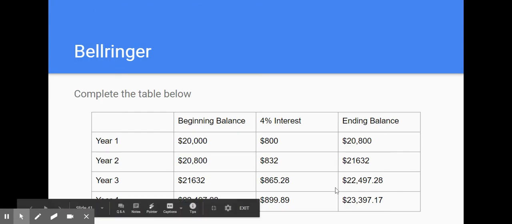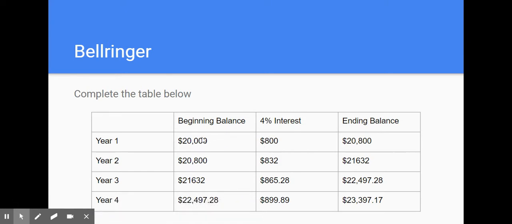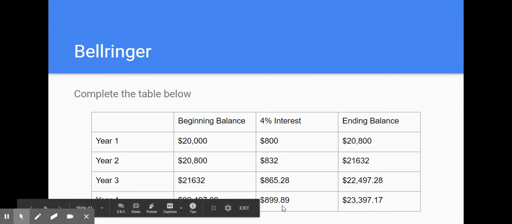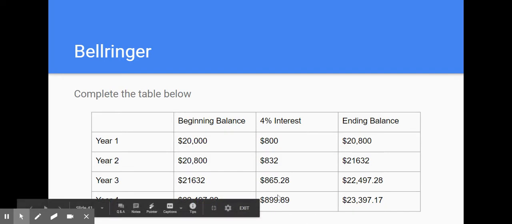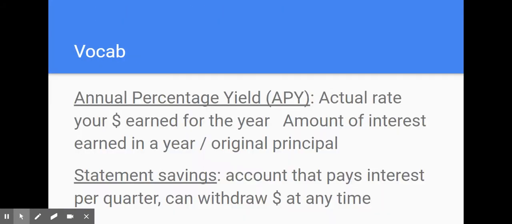So if you wanted to determine the APY for year 1, it would be $800, that's what you earned in interest, divided by $20,000. For year 4, it would be $899.89 divided by the original principal of $20,000. So it's usually going to be close to 4%. It'll be a little bit higher because it's compounded. So the 4% isn't based always on the original principal. It's based on your starting amount for each new year.